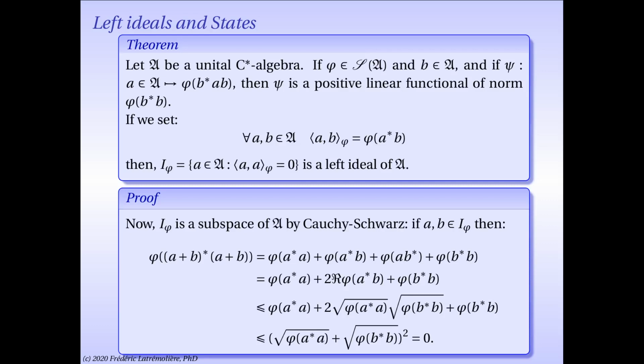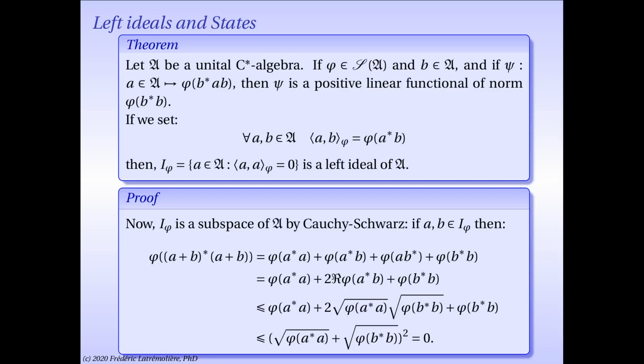And then the usual trick that you are likely familiar with is to observe that twice the real part of φ(a*b) is less than or equal to twice the modulus of φ(a*b), and that by Cauchy-Schwarz is less than or equal to twice the square root of φ(a*a) times the square root of φ(b*b). And then it's a perfect square, you factor.